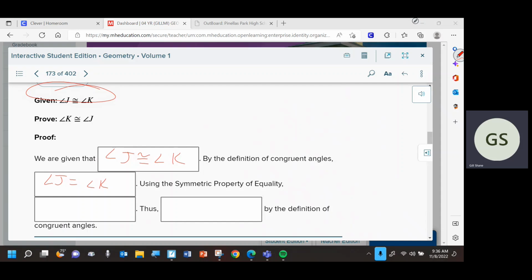So we don't really change anything except take away the congruence symbol. So what's the symmetric property saying then? It's right up above. Yeah, you're just flipping it. That's what the symmetric property does. Just flipping it. Thus blank by the definition of congruent angles. That'd be fancy. I don't know what that line is. I would have thought we were done already, but let me see.